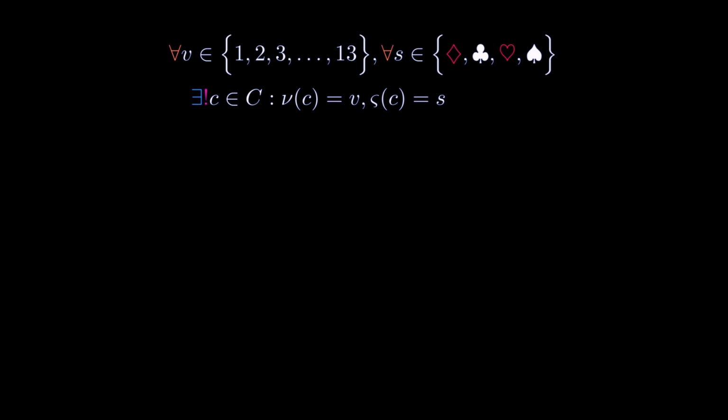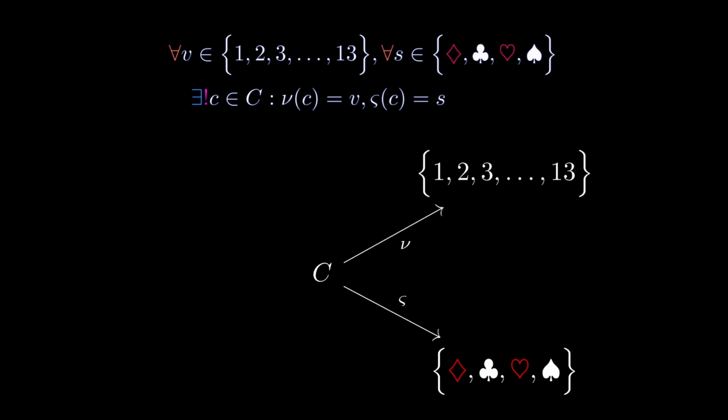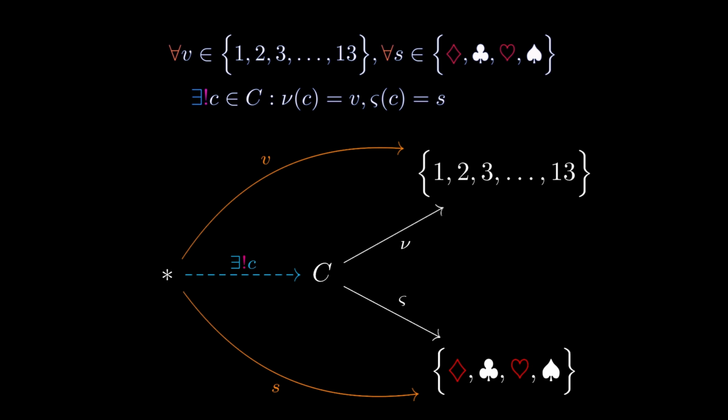Now we can take the previous jumbled mess of symbols and rewrite it as a diagram. As explained before, our set C of playing cards has a function nu into the set of values and another function sigma into the set of suits. If we have a given value V and a given suit S, now represented as functions from the singleton, then we can use them to construct a unique card C.